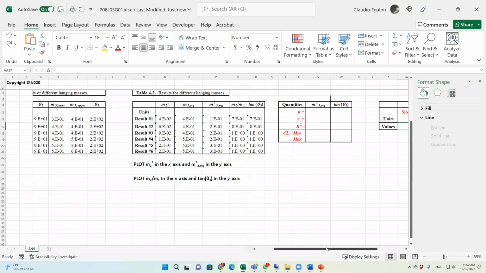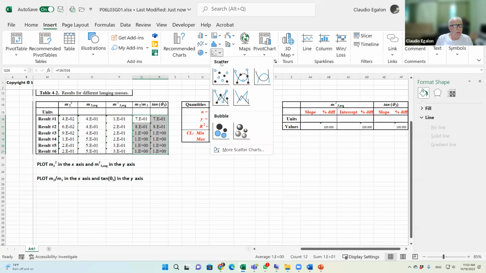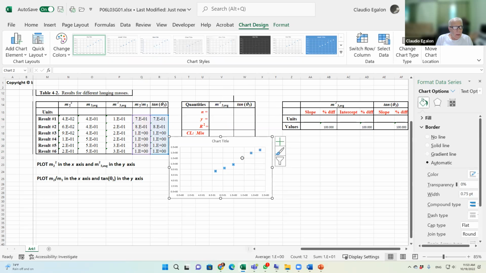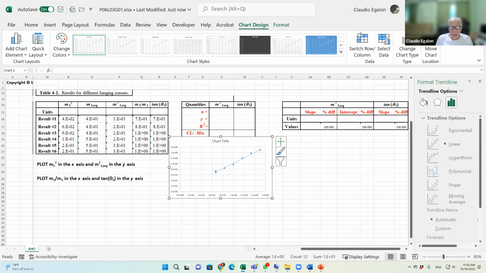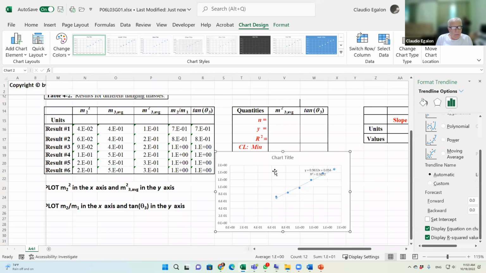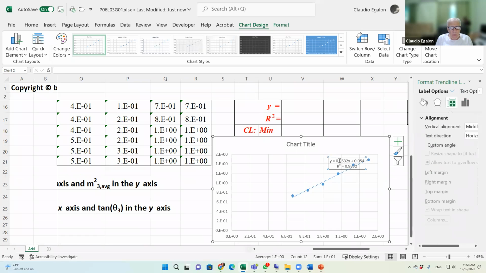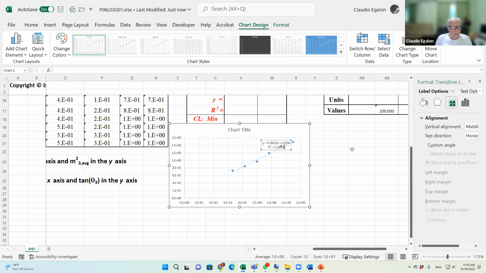The percentage difference is 3.7. Let's see if it's 3.7. Trendline display. Zoom in. 3.7. Yeah, that's right. 3.7 because it's 0.96, right? 0.96 is 3.7% off of 1. Good. Good.